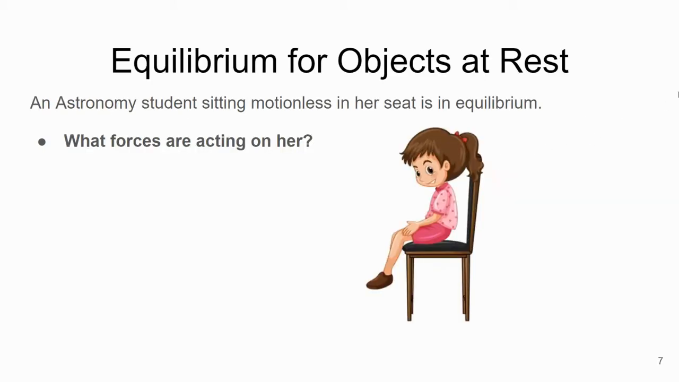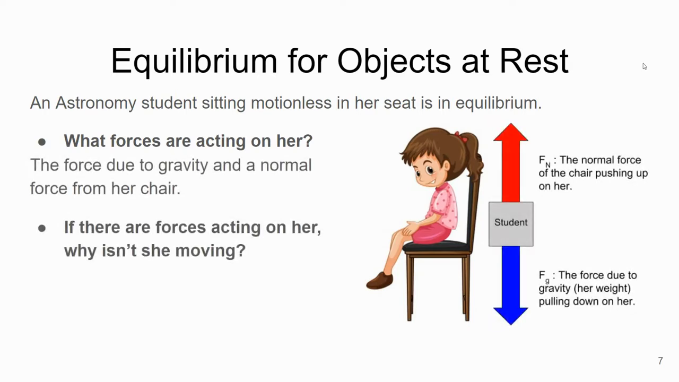So we have an astronomy student sitting motionless in her seat. She is in mechanical equilibrium. So what are the forces acting on her? There would be at least two that we care about here. There is a force due to gravity. That's what everyone realizes, gravity pulling her downwards. And there's what's called the normal force. Anytime two things are in contact with each other, there's a normal force between them. And the normal force from the chair on the student is pushing her upwards.